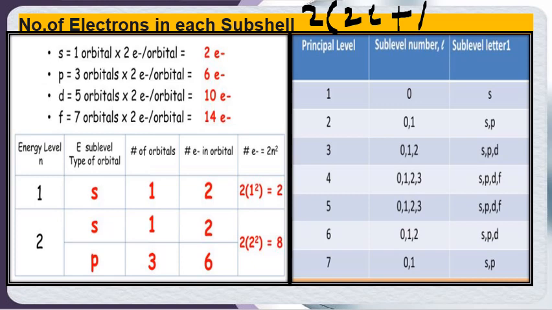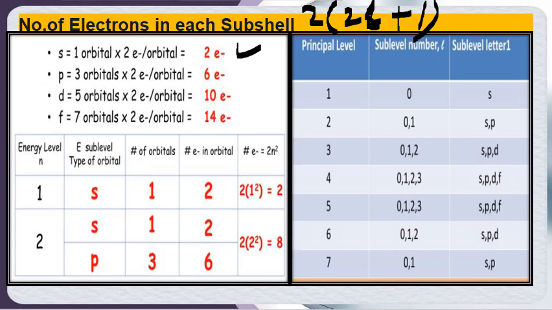So in this subshell S, the value of L is 0. So by placing this value of L in this formula, 2 multiplied by L will give you the value 0, as 2 multiplied by 0 will be 0. So plus 1, it will be value 1. 1 multiplied by 2 will give you the number of electrons, that is 2. Right? So we will say there is only one orbital of S subshell and there can only be accommodated 2 electrons.